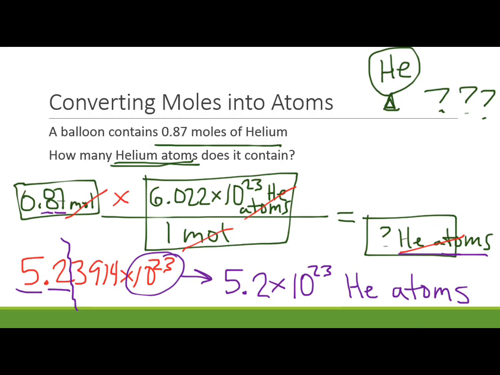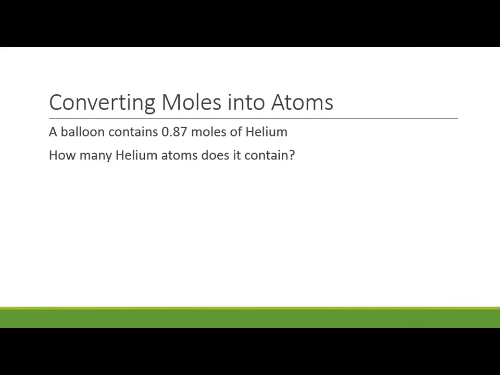And then, for a really fun activity, you can do something like this. You can say, well, kids, let's imagine that you wanted to count all of those helium atoms, and you're really good at counting, right? So you can count about 1 number per second, right? 1, 2, 3, 4. So let's figure out how long it would take you to count all of those helium atoms. Let's try that real quick. All right. So, 5.2 times 10 to the 23rd atoms.